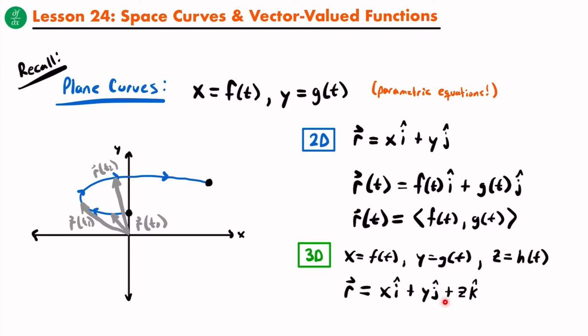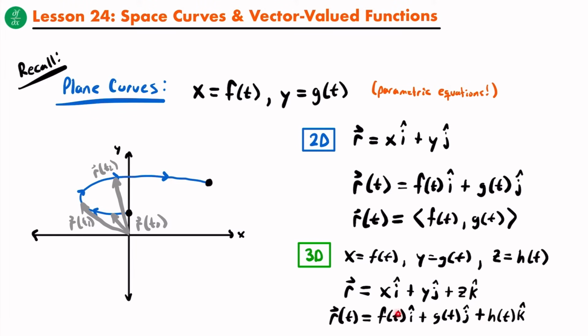But if we only know what those coordinates are equal to in terms of another variable, in this case a parameter t, then what we can do is create a vector function in 3D where each of the x, y, and z components are determined by a function in terms of that parameter. So in 3D, we would have r of t is equal to f of t times i plus g of t times j plus h of t times k. And of course, you could rewrite that using the bracket notation as well. You would just have your brackets and then f of t, g of t, followed by h of t.